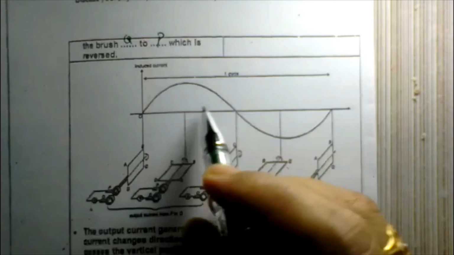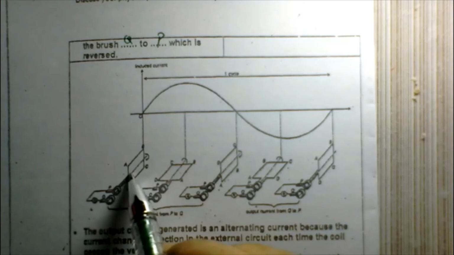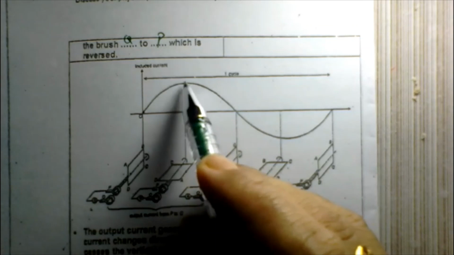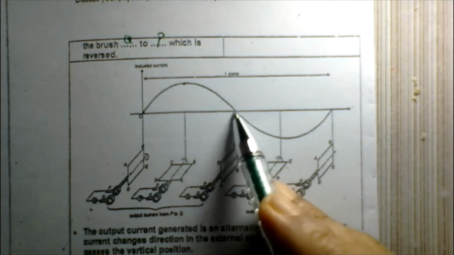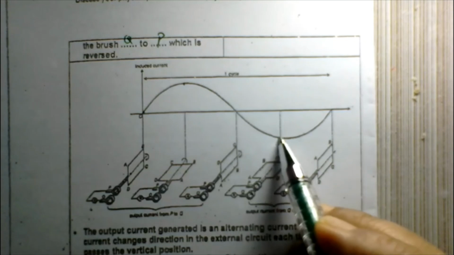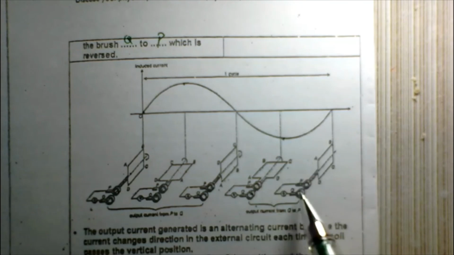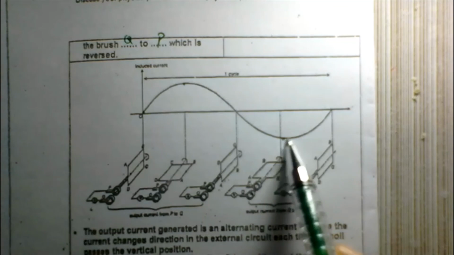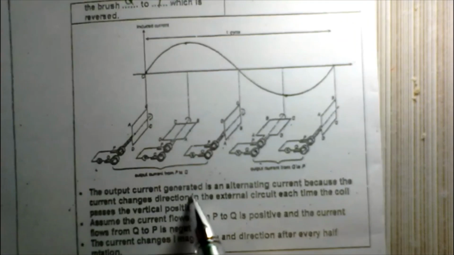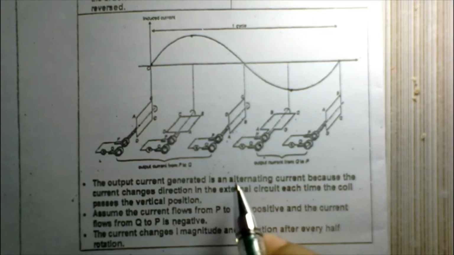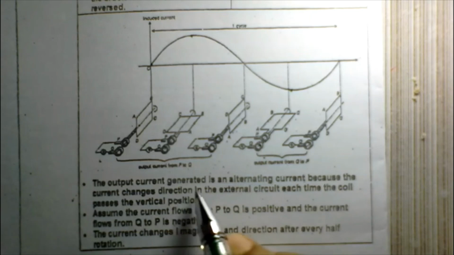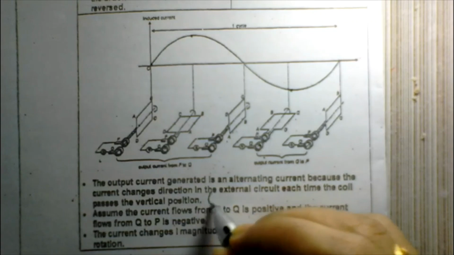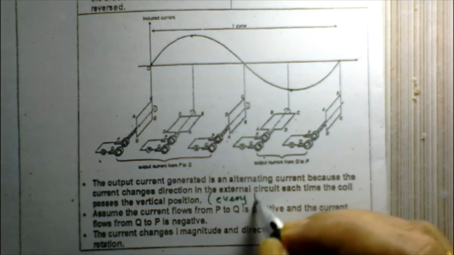Okay, so this is the graph. This is vertical position, 0 reading. Horizontal, maximum cutting, so you have maximum induced current. Vertical, 0. After half rotation, the current reverses direction, so you put here down. Okay, and then 0 again. So we get this kind of graph. Every half cycle the direction of current is reversed, so we call it AC current. The output current of the generator is an alternating current because current changes direction in the external circuit each time the coil passes vertical position, meaning every half cycle or every half rotation.